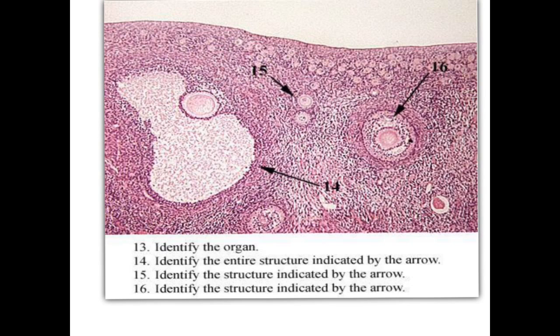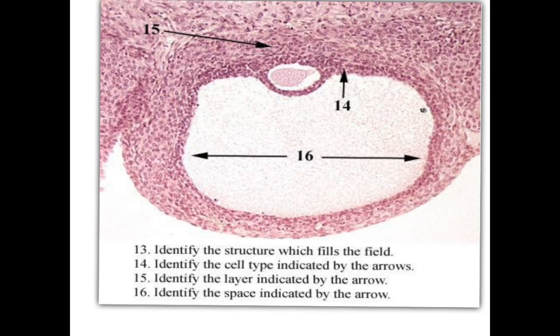Number 1, identify the organ: ovary. Number 2, identify the entire structure: Graafian follicle. Number 3, identify the structure indicated by the arrow. This is the unilaminar primary follicle. Number 4, identify the structure indicated by the arrow: secondary follicle.